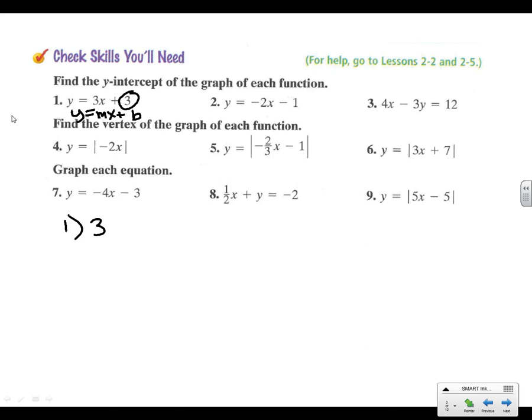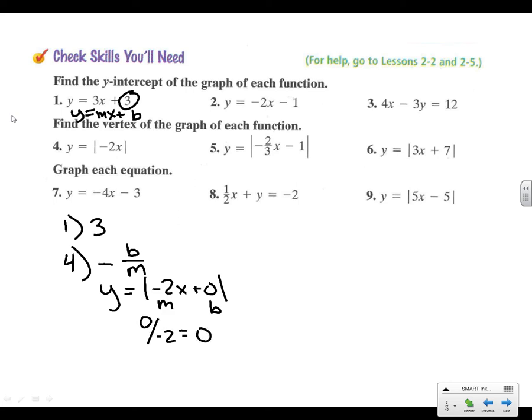Find the vertex of the graph. Number 4, remember our vertex is at negative b over m, so for 4, y equals negative 2x plus 0, right? So on this one, our b is 0, our m is negative 2, so we'll have 0 divided by negative 2, which is just 0. And if we plug that back in, that's our x value. If we plug that back in, negative 2 times 0 is 0, plus 0 is still 0, so our y is also 0. So for 4, 0, comma 0 would be the vertex.